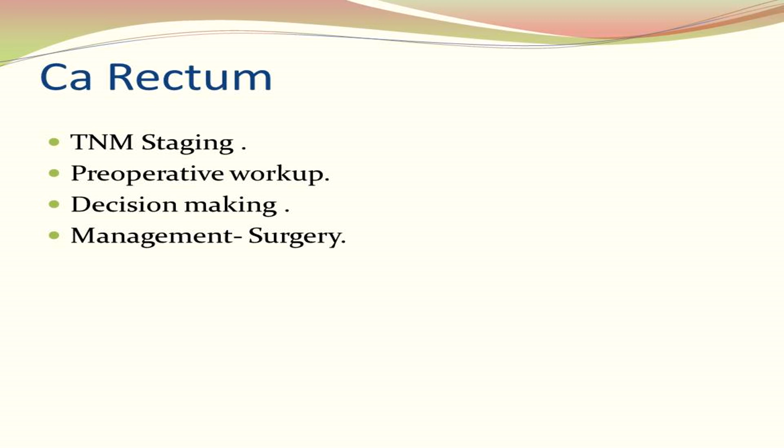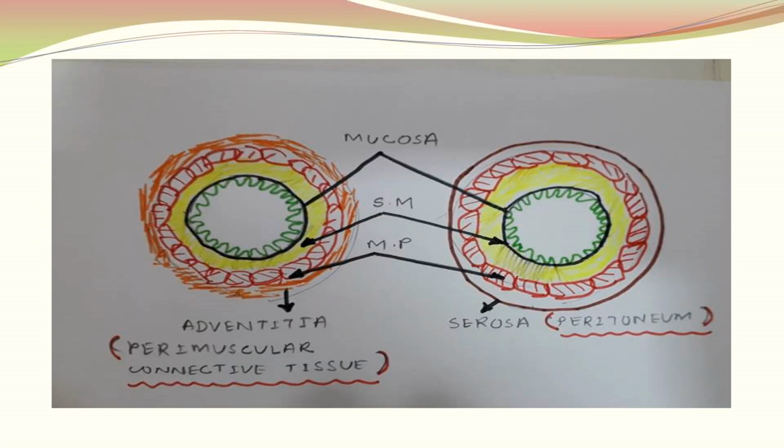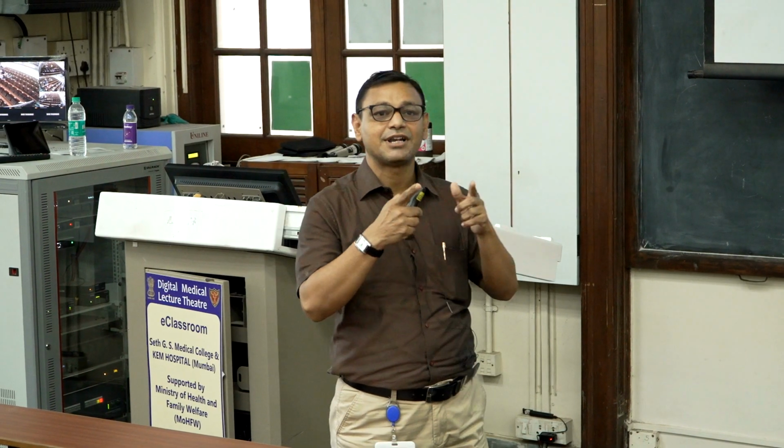Before I go to the CA rectum or before I go to the TNM staging, I need you to understand certain important histological parts as far as TNM staging is concerned. When you cut the intestine, there are different layers you get. From inside out, it will be mucosa, next submucosa, third muscularis propria. Okay, here the things get divided. In case you have a serosa, that forms the fourth layer. In case you don't have a serosa, that becomes an adventitia.